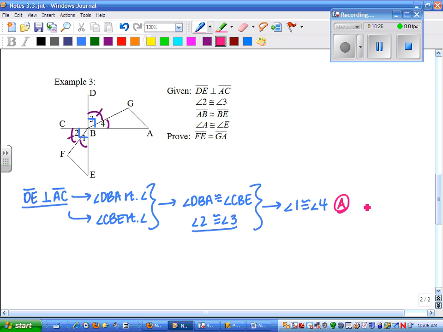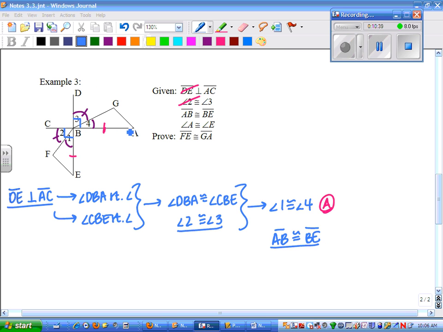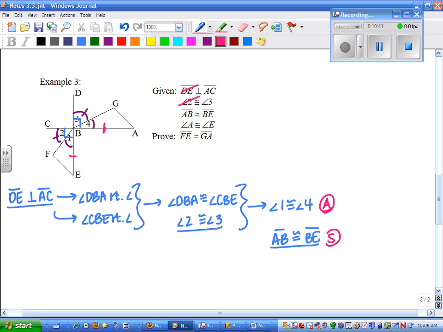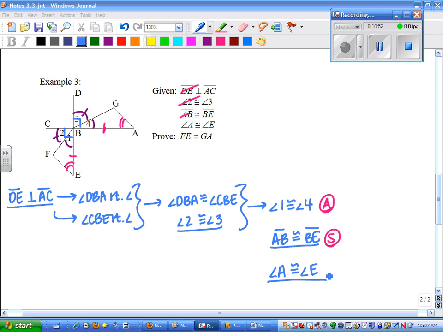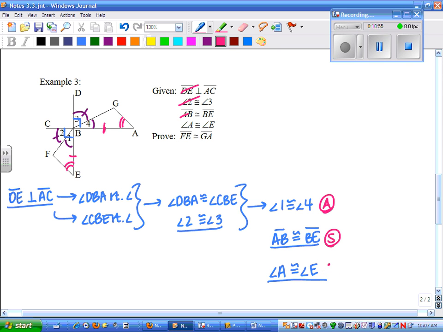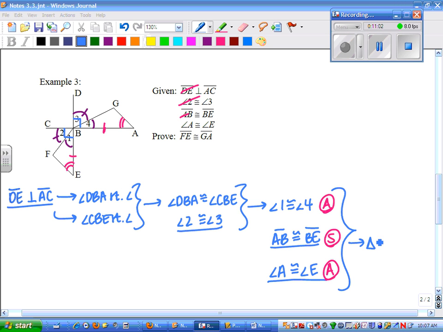Okay, they also are giving me AB, so I'm done with this one, done with this one. I have AB is congruent to BE, so I can go ahead and write that down. Okay, AB and BE, that's my side. And then the last one, they're giving me an angle here, angle A and angle E. Angle A and E are going to be my third angle, and I have angle side angle. I can now say the two triangles are congruent. Careful with your order, writing your order here.